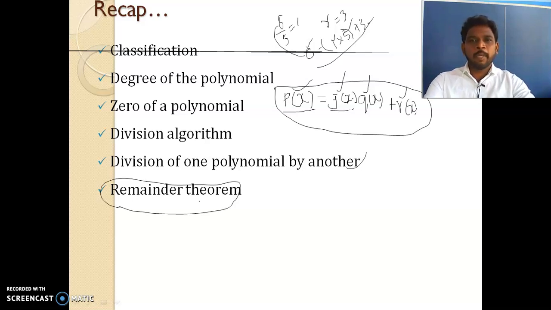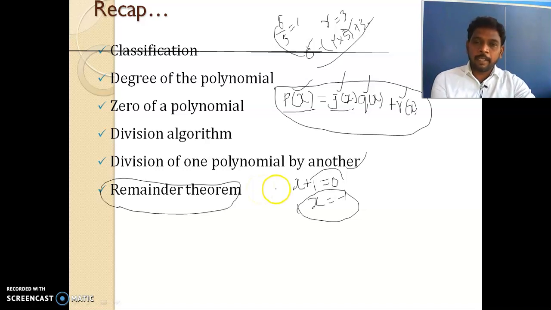How can you find the remainder? It is very simple. The divisor is there, and we put the divisor equal to 0. For example, if x plus 1 is the divisor, we put x plus 1 equal to 0 and calculate the zero of this polynomial. So x equals, when you transpose 1 to that side, minus 1. And we substitute x equal to minus 1 in the dividend polynomial, which is the one we are going to divide.